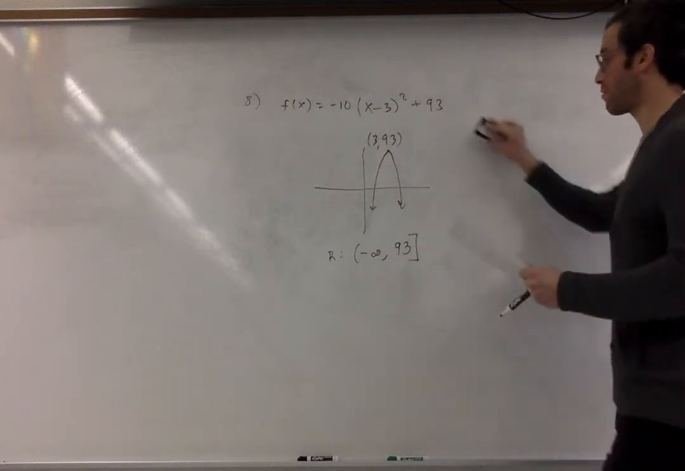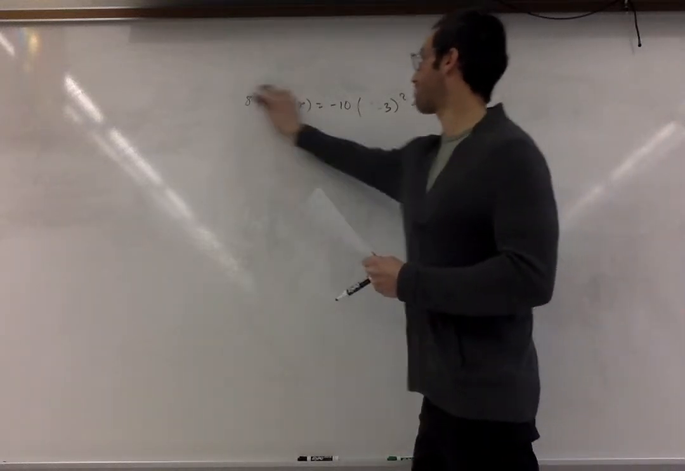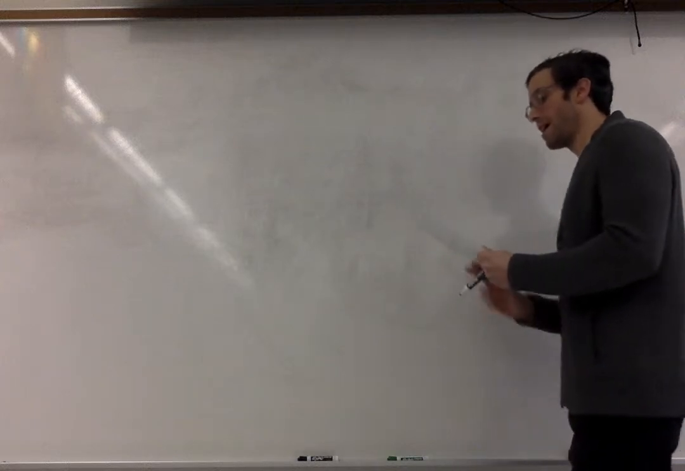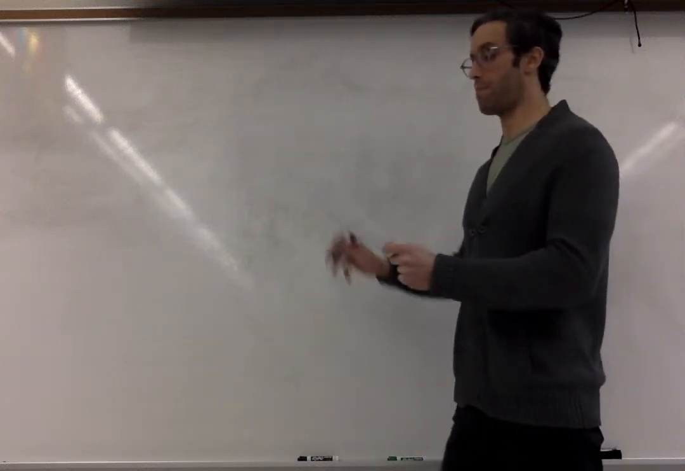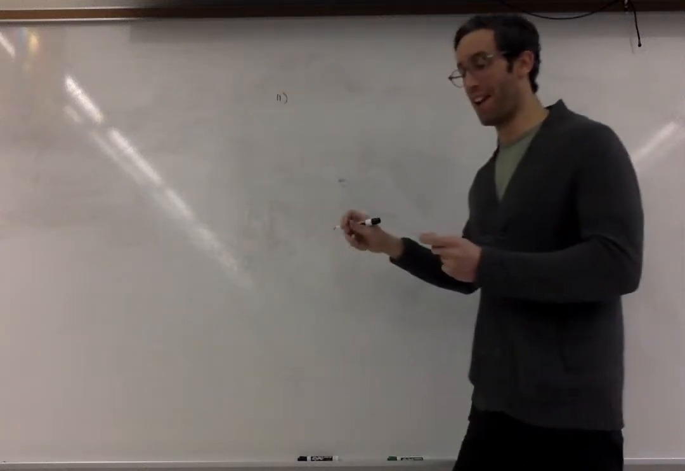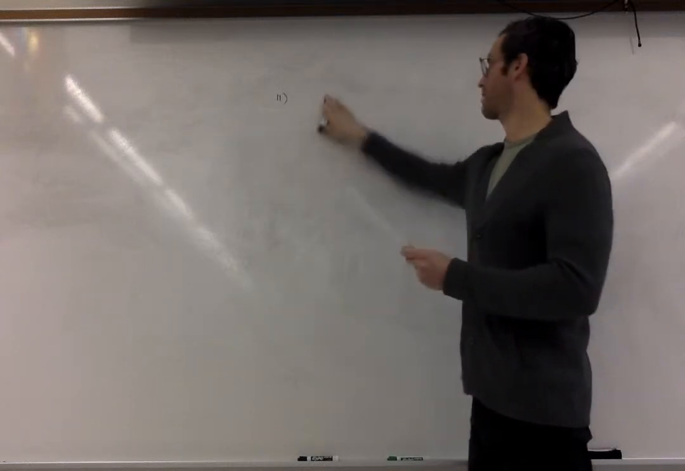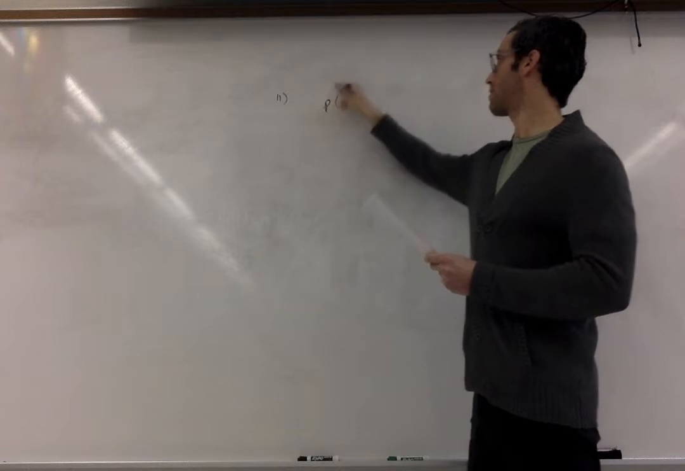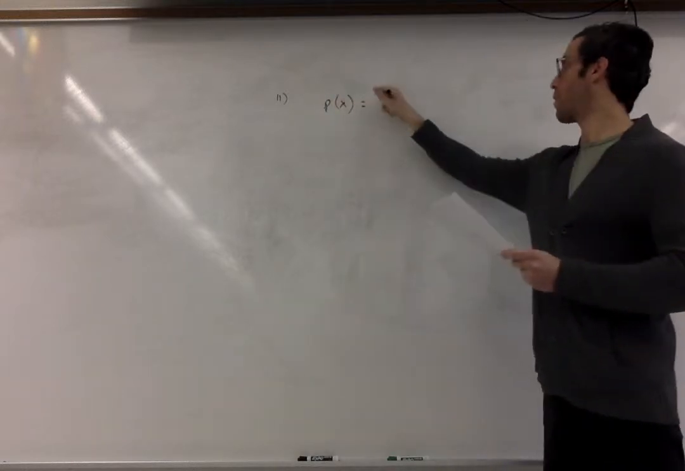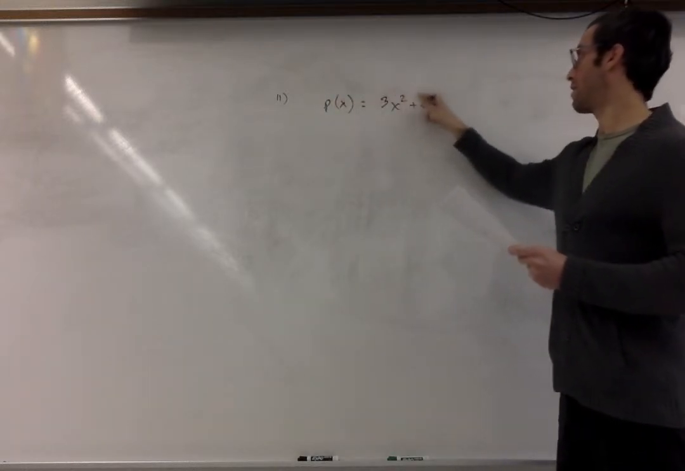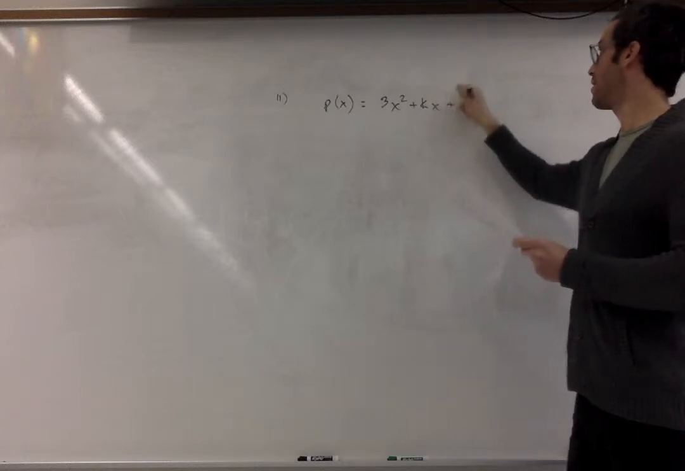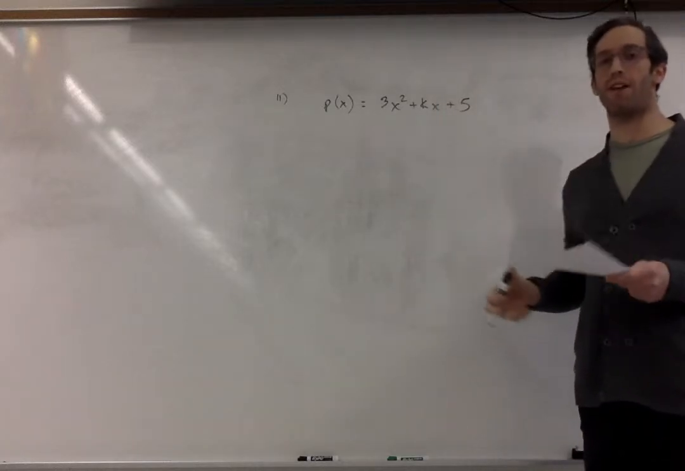Number 11, that's another easy one. I want to make sure you guys can handle it. Number 11 says, if negative 5 is a root of this, p of x, where p of x is 3x squared plus kx plus 5, find the value of k.